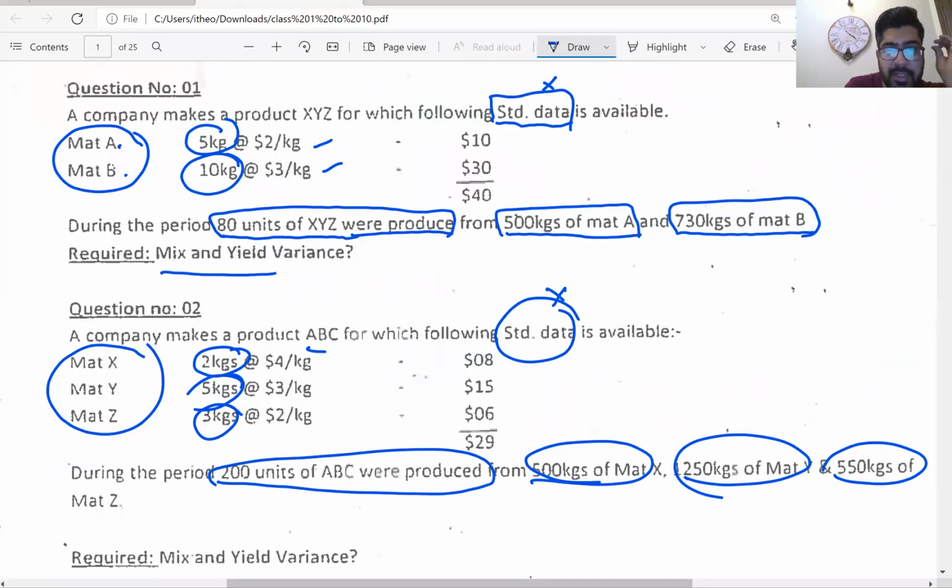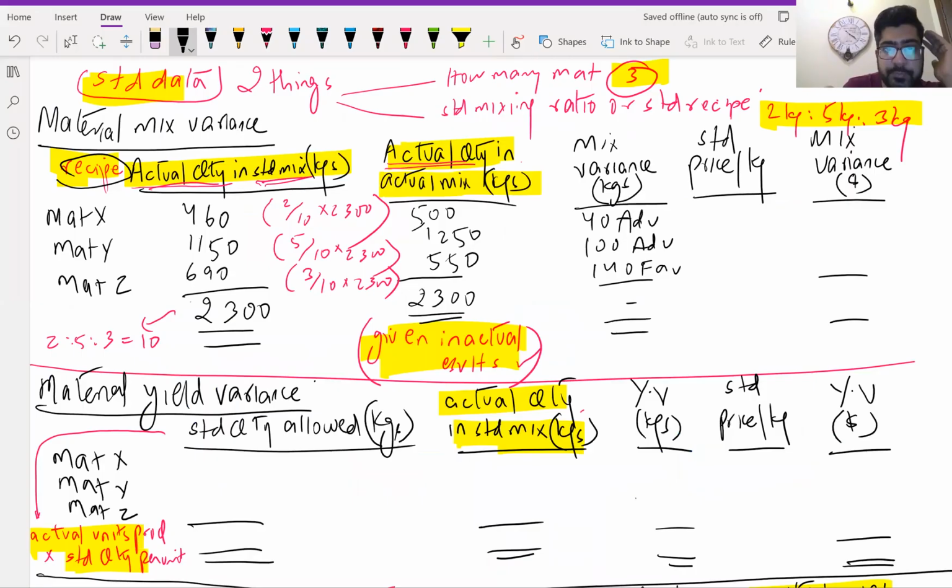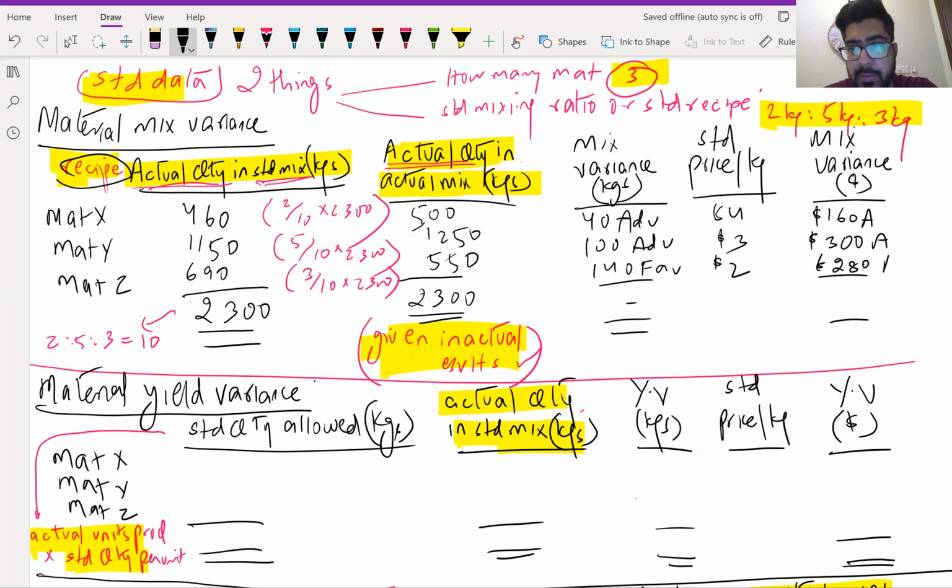Standard price per kg, go to the standard: 4, 3, 2. Multiply. 40 kgs adverse at $4 per kg is 160 adverse, 100 adverse at $3 per kg is 300 adverse, and 140 favorable at $2 per kg is 280 favorable. Net off is 180 adverse.